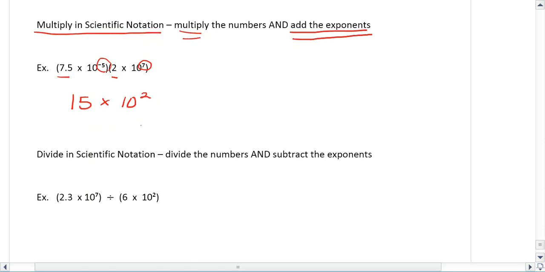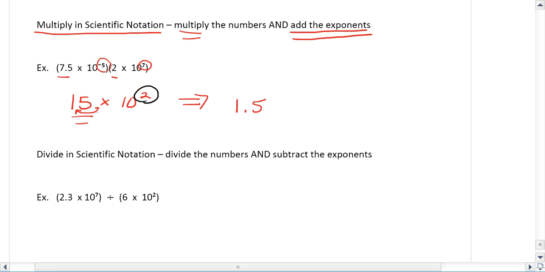Now, this is correct. However, it's not in correct scientific notation. So we have to remember this first number can only have one digit in front of the decimal point. Right now it has 2. So I need to take this decimal point and move it so it's in between the 1 and the 5. If we adjusted the decimal point, then we certainly need to adjust this exponent.